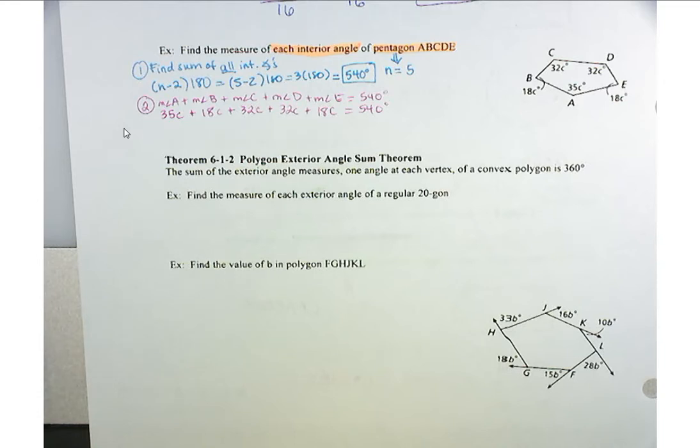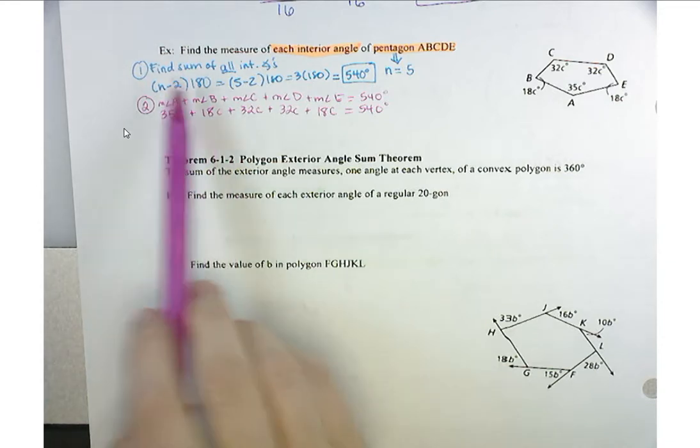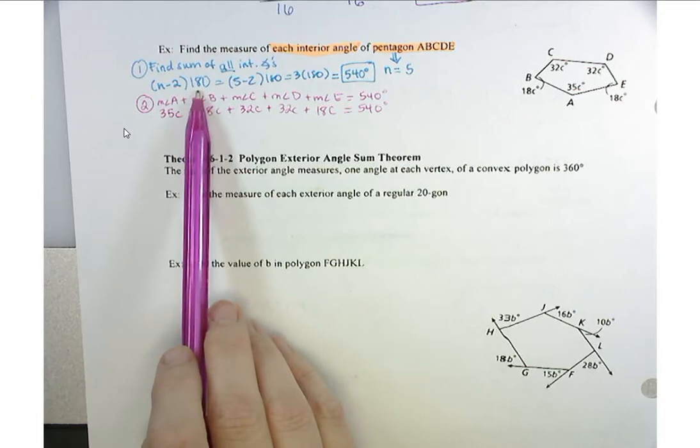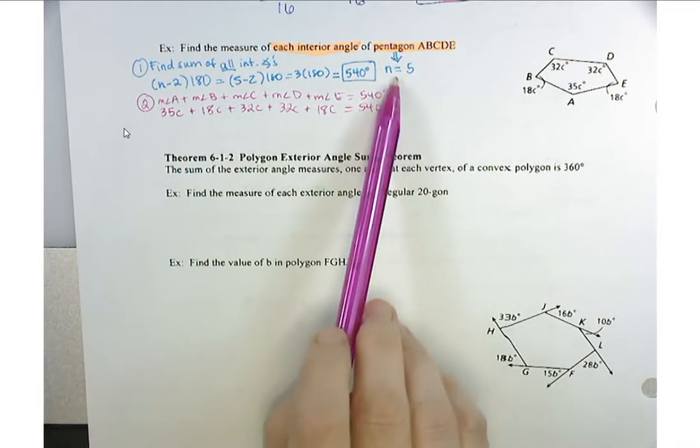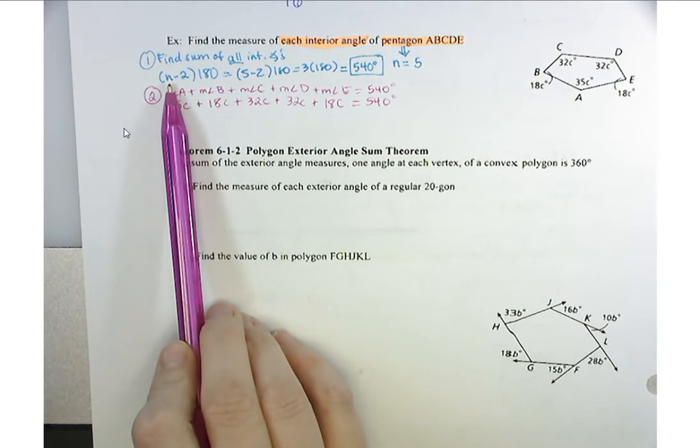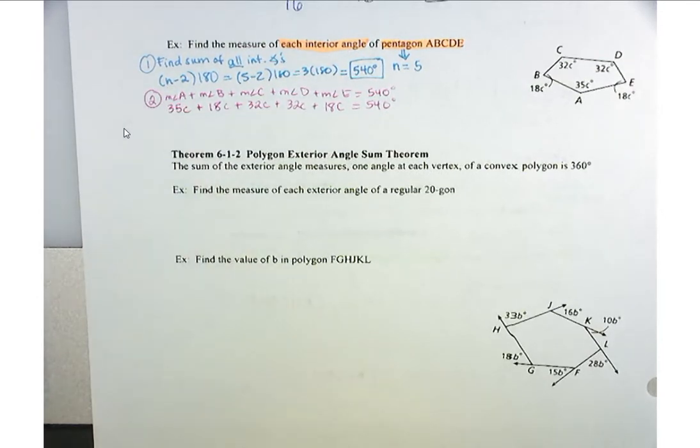Now, because these all have C in them, they're all like terms, and we're going to add them all up. Where'd you get 3 times 150? Oh, so the sum of all the angles together is going to be n minus 2 times 180. So because it's a pentagon, you can plug in 5 for the number of sides. And then your 5 minus 2 is where you get your 3. And then you do your 3 times 180.